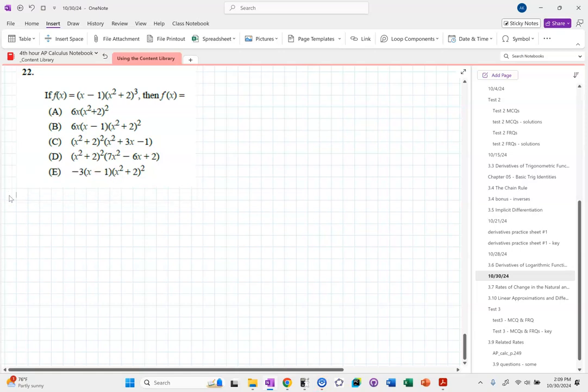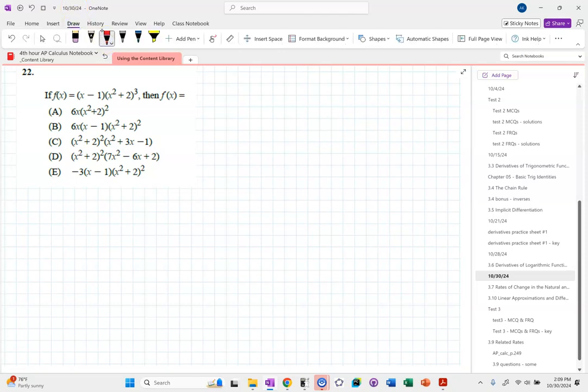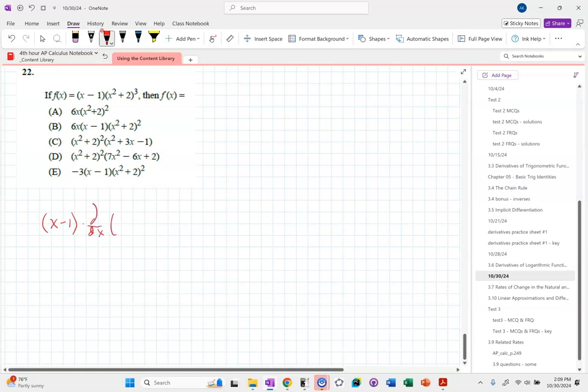All right. So when I look at this, I see a product rule and also a chain rule, right? The product rule has to come first because I don't have one function inside of another. I have two functions multiplied to each other, and then one of those functions is a composition.